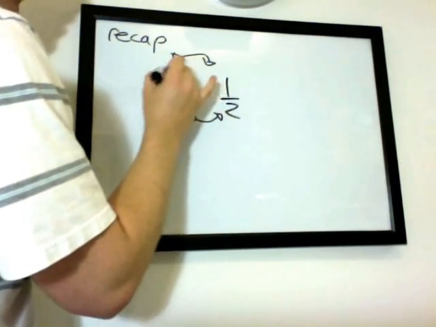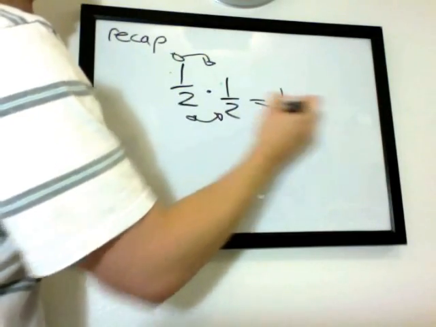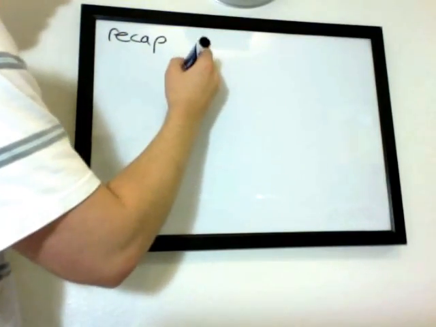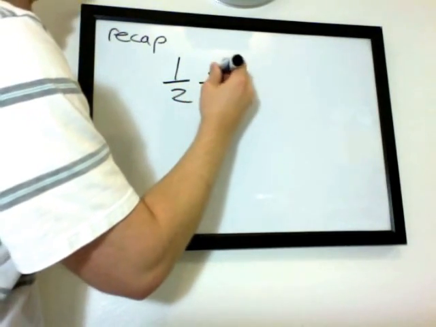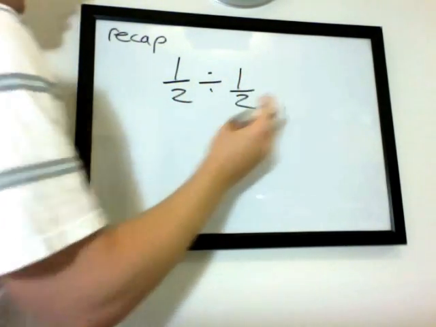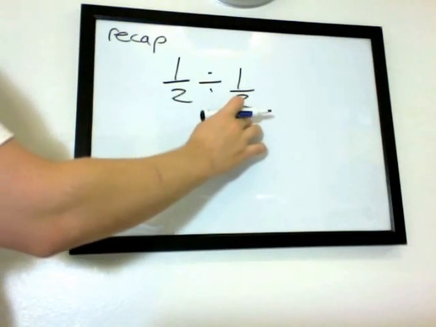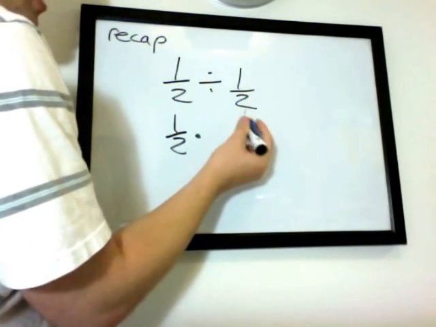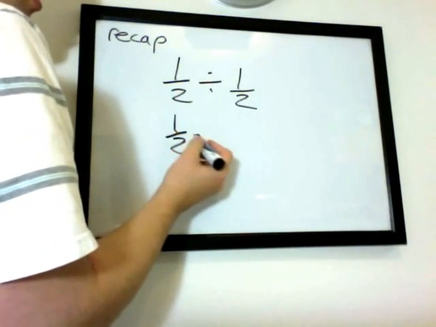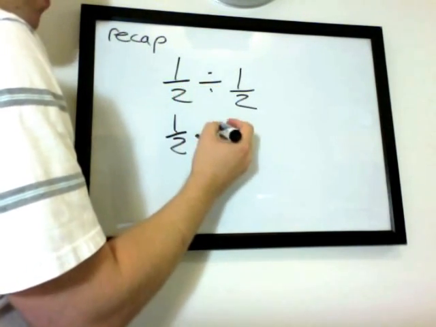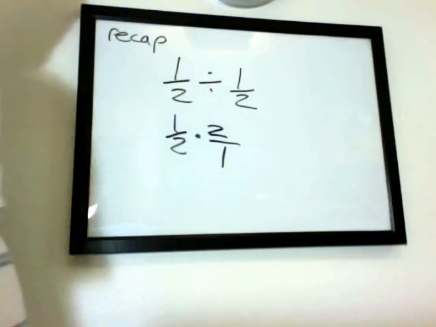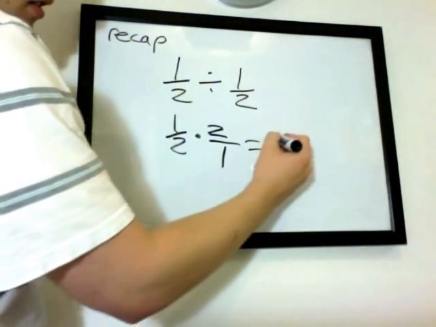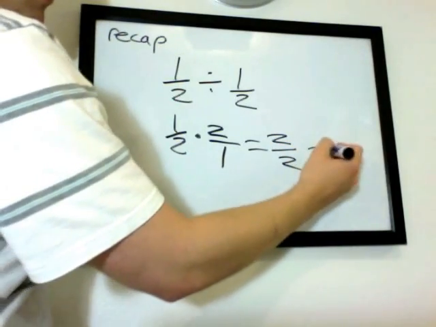So just to recap, to multiply two fractions together, you multiply the tops together and the bottoms together. So 1 times 1, 1. 2 times 2. For division, 1/2 divided by 1/2, take the reciprocal of one of them, say 1/2, and multiply that reciprocal together with the one that you didn't flip. 2/1. Flip this, multiply it across, 2/2, 1.